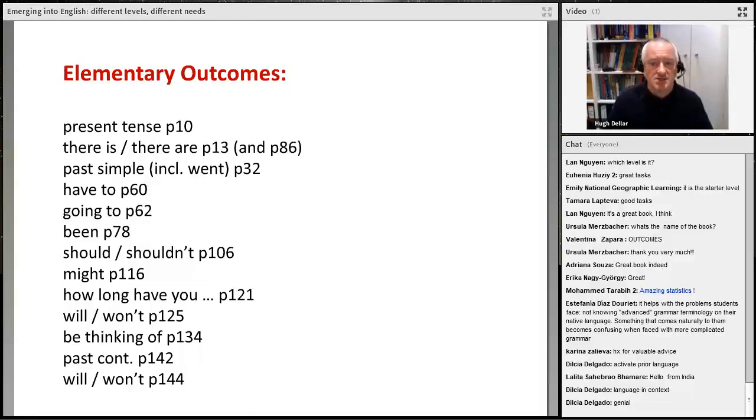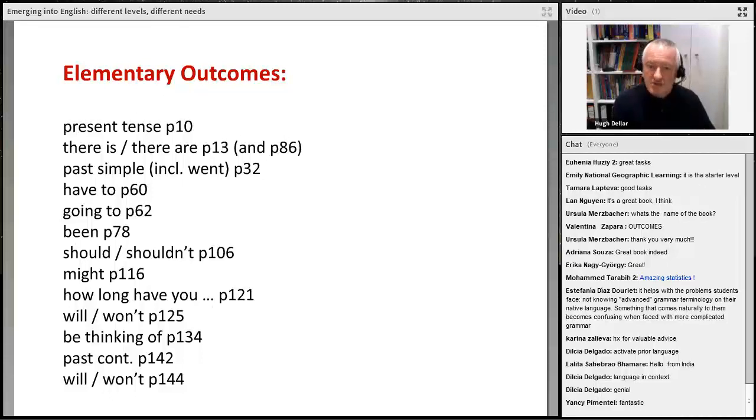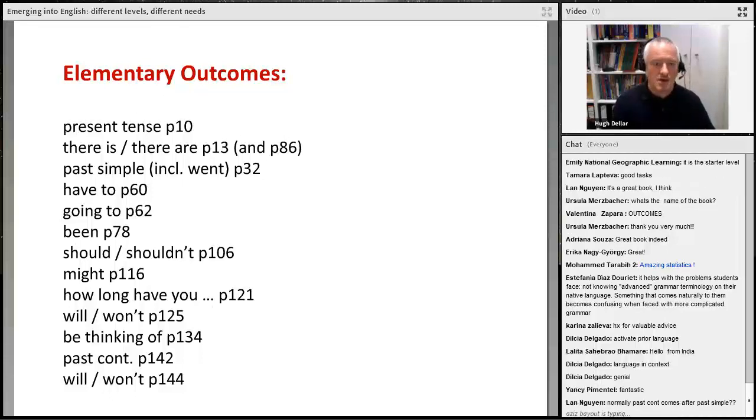The present tense is first presented on page 10. There is, there are is on page 13. Past simple, including went, because we assume that students have already seen it, comes in much earlier on page 32. Have to comes in early on page 60. We're not waiting until pre-intermediate because it's a kind of madness.